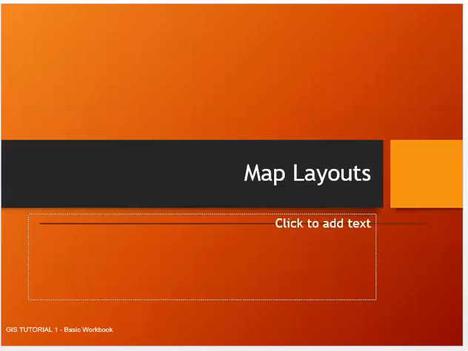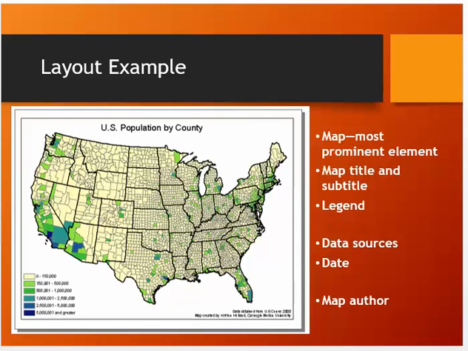So let's talk a little bit about map layouts. This is where you actually develop the cartography of a map. So here we have an example of the layout. First thing you notice is the map is the most prominent element. You'd be surprised how many maps you see where maybe the legend is shown as the most important element, or the title is huge and blocky and in bright colors, and the map is almost an afterthought.